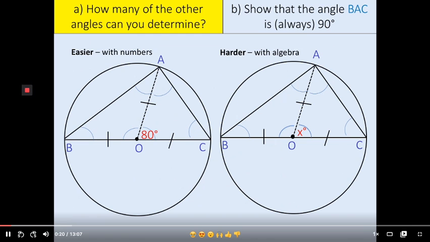Okay, so here's your first task. I've got two questions here for you. There's an easier one with numbers and a harder one with algebra. I would suggest you try both of these because what you do with the numbers is then the same method with the algebra. What we're trying to do is, first of all, find as many angles as you can, and then we're trying to show that the angle BAC, that's these two angles combined, is 90 degrees. So pause the video and have a go. I'll give you one hint though, which is to look out for isosceles triangles.